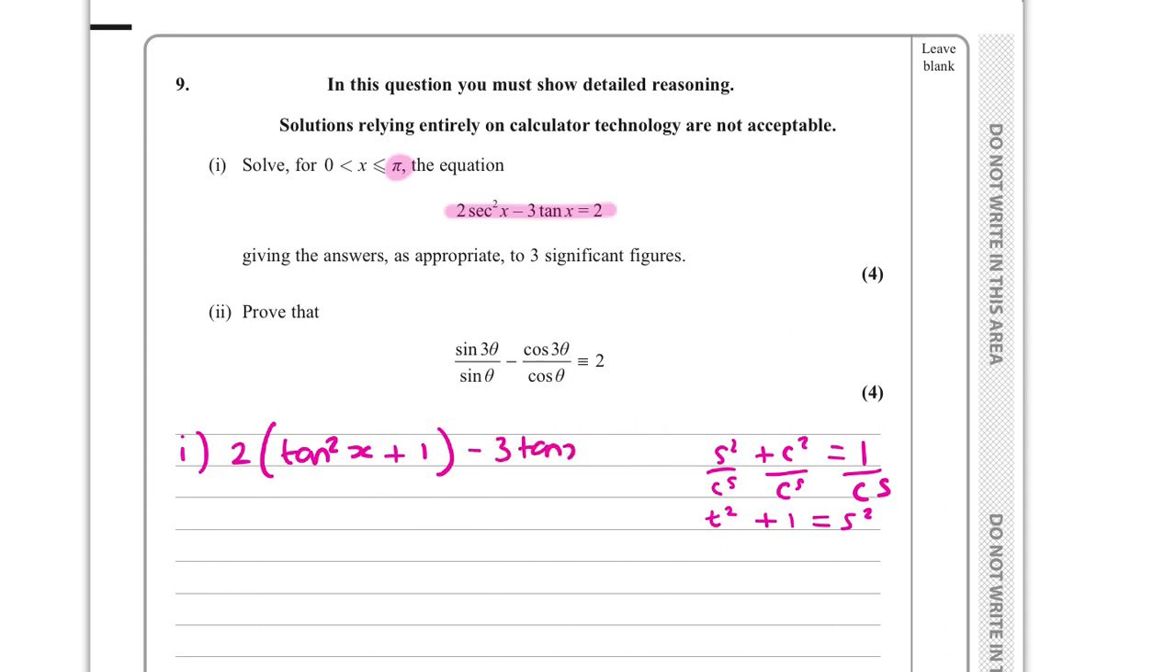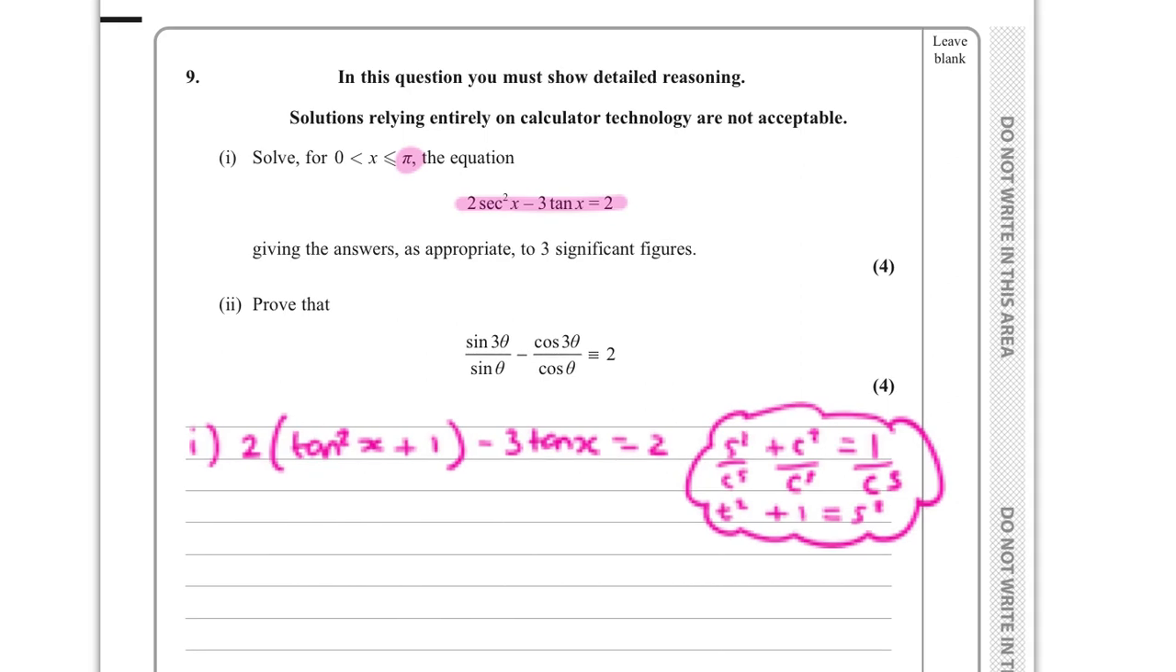Minus 3 tan x equals 2. I'm just going to put that in a little bubble. That's an easy way to remember it, by the way, because I don't remember all these. I have to work them out. So that's how I work them out, but I do it quicker in my head.